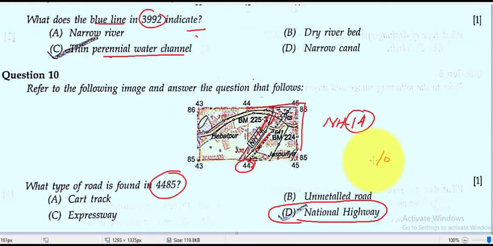Okay, so these are the 10 questions. Next day I will show another 10 questions from the topographical map.